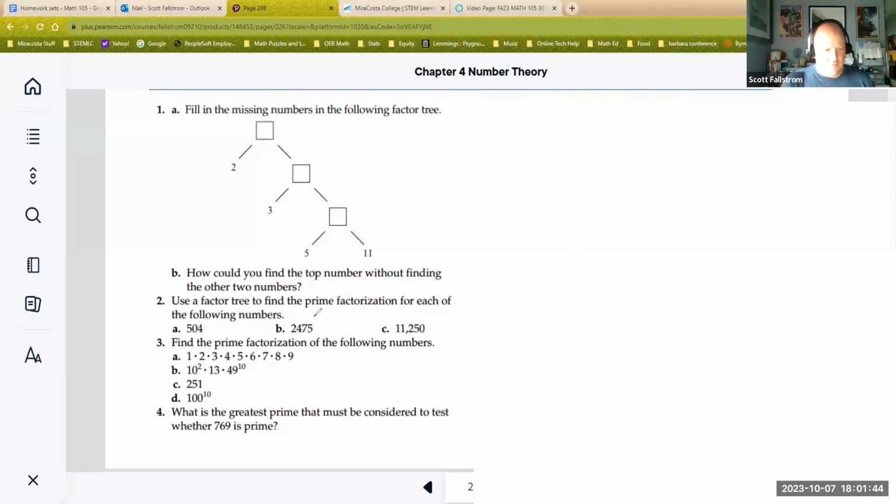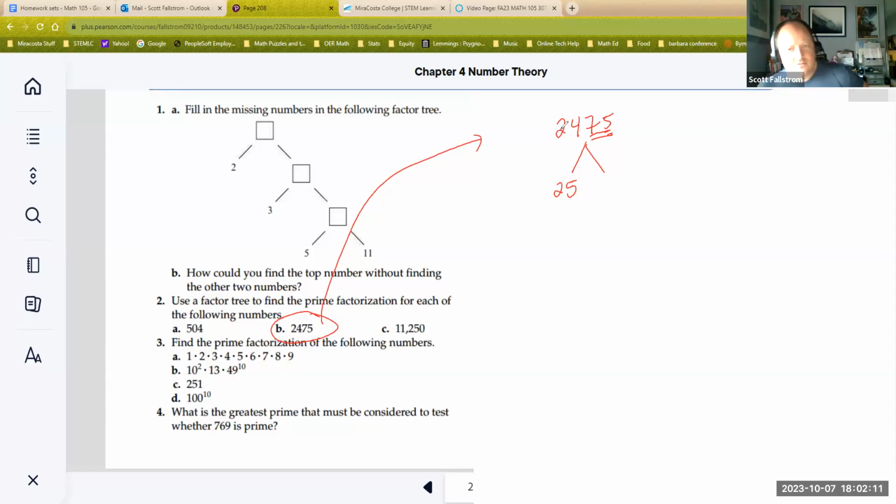I'm not going to do every problem, but might as well try a couple of these. So I'll do B, it's kind of in the middle. For prime factorization, look for things that you can pick up quickly, and it does say use a factor tree. 2475: the last digit is a 5, so I pick that up. But the last 2 digits are 75, which means there's definitely a 25 in here.